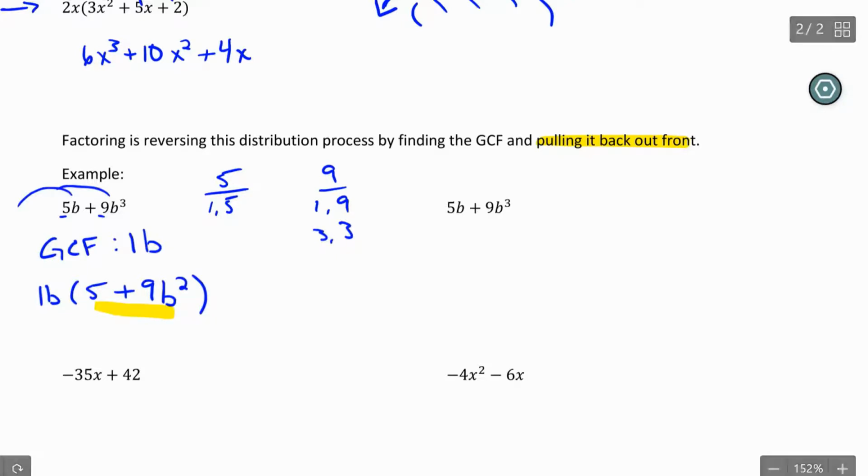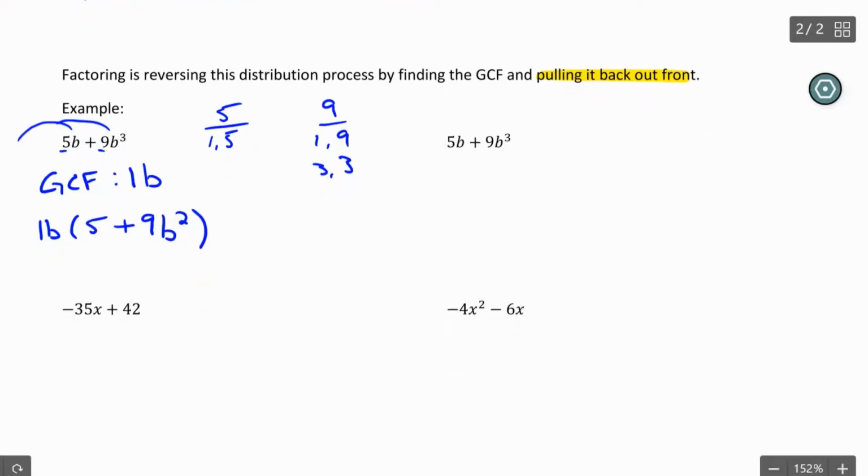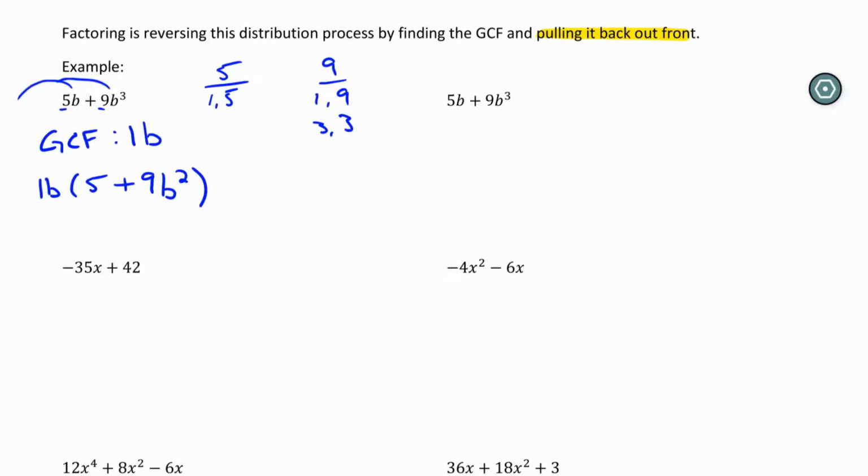And I can check to see if this is the right way to do it by multiplying that 1b back into the parentheses. If I multiply this 1b back in, would I get back to where I started? Okay. If we do, then we know that we did it correctly. Okay. So let's take a look at our next example.